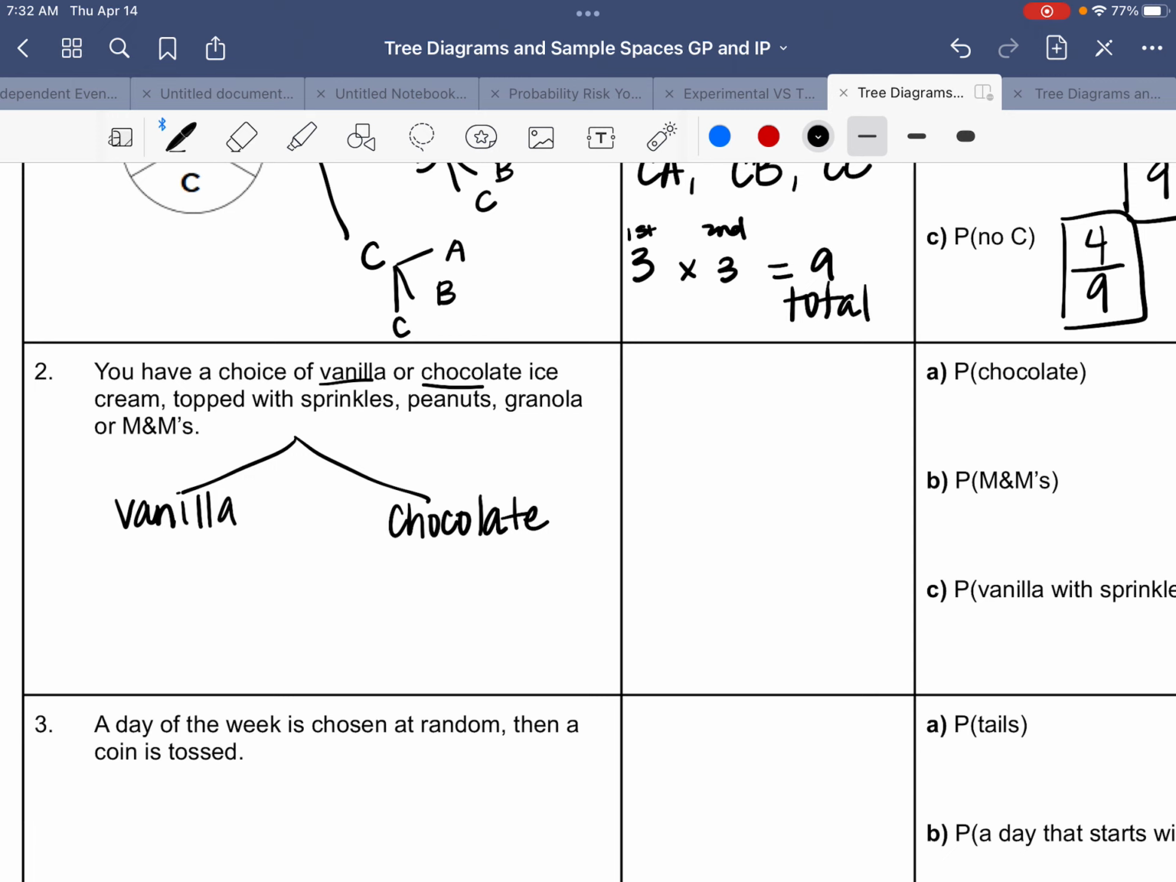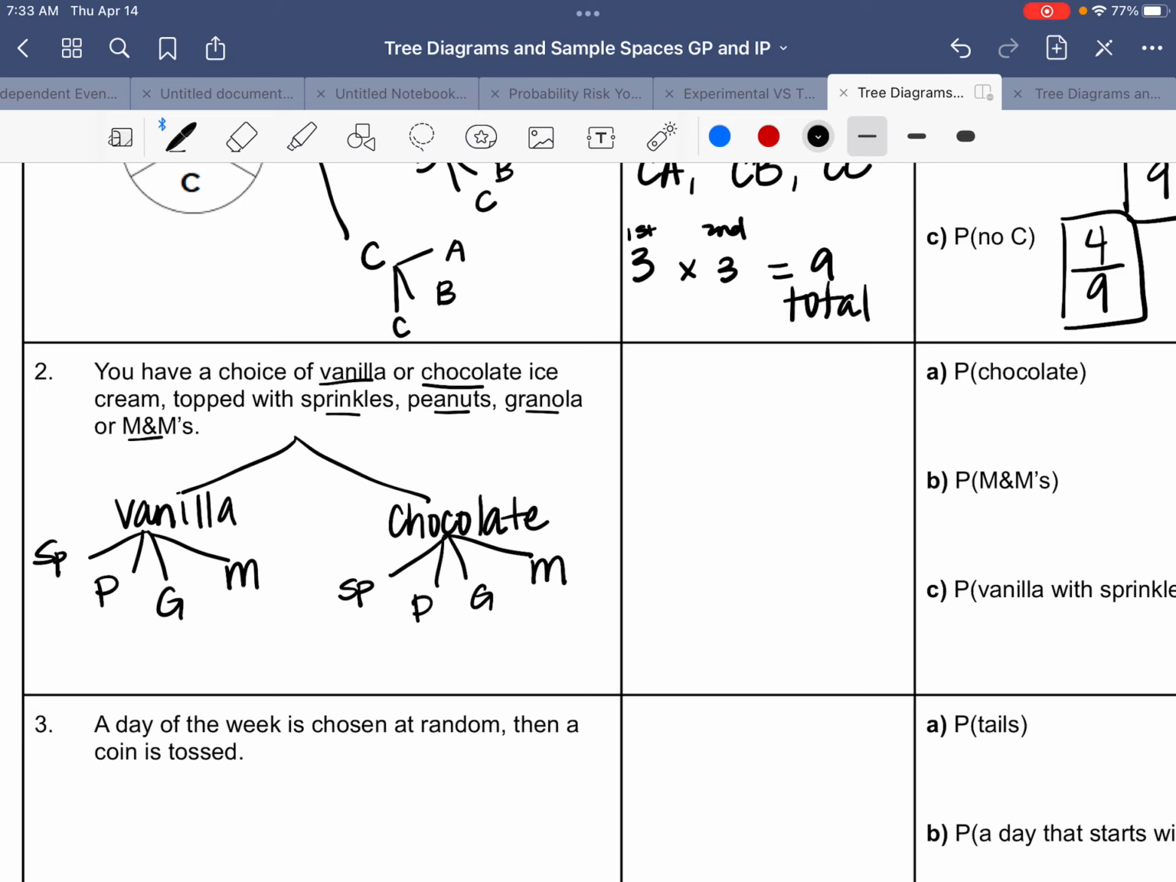So if you choose vanilla as your ice cream flavor, then you have 4 options for toppings. So I need 4 branches, and then I would label each: sprinkles, peanuts, granola, M&Ms, and it's definitely okay to abbreviate on these. If I didn't choose vanilla and went with chocolate, I would still have 4 outcome options for toppings: sprinkles, peanuts, granola, and M&Ms.